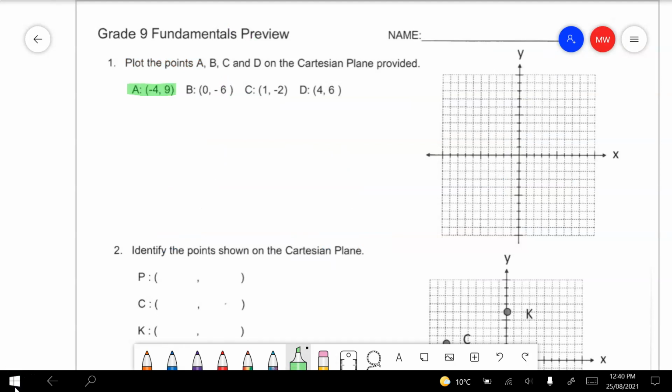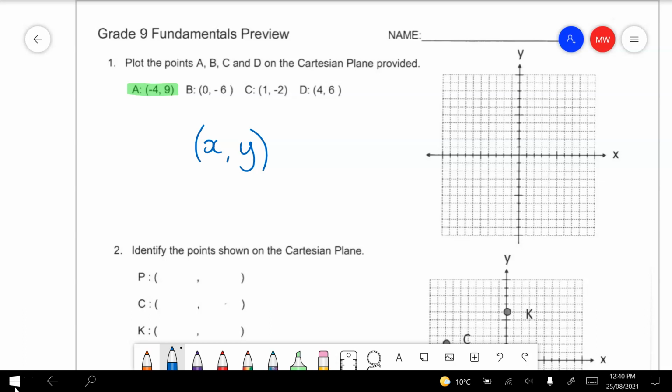So let's have a go at plotting A. A is at minus 4, 9. You have to remember that all of these points follow an x, y coordinate. You always do the x before the y, or you always go across before you go up and down. Some people will remember a little limerick like you've got to crawl before you can walk. Whatever it is that helps you.